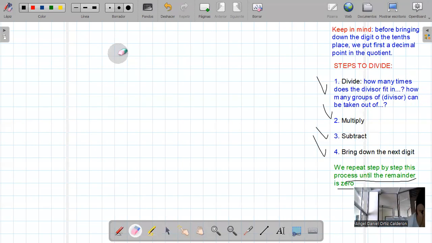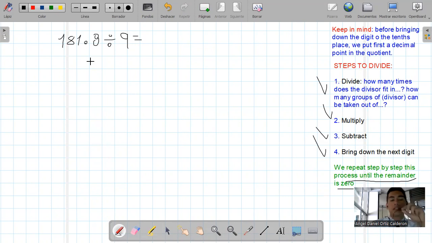Suppose we have 18, number 1.8 divided by 9, right? Well, we have to set out the division problem.